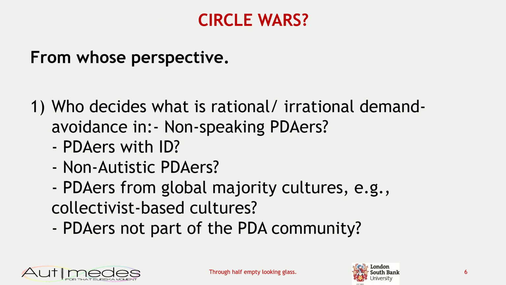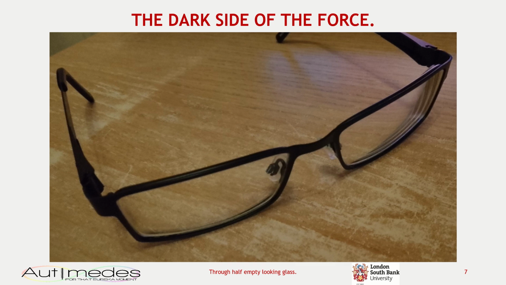It's also worth considering who gets to decide if demand avoidance is rational or irrational in nature. Who gets to decide if a person's demand avoidance is irrational or rational for non-speaking PDAs, for PDAs with intellectual disability, for non-autistic PDAs, for PDAs from global majority cultures such as collectivist-based cultures, and also for PDAs who are not part of the PDA community, like myself? As I'll discuss in the video briefly, I have good reasons to not be part of it. So, this is the first example.